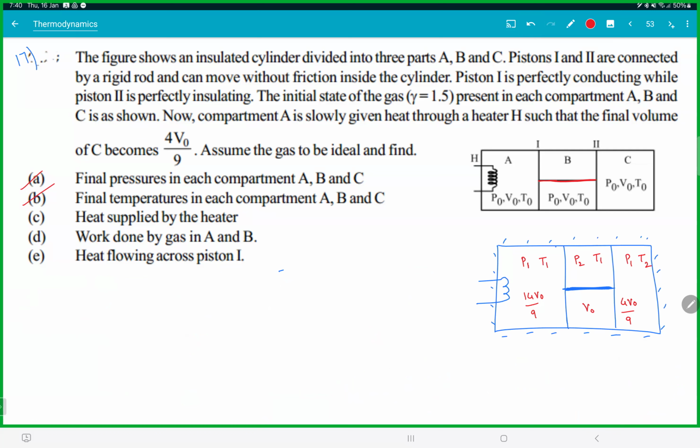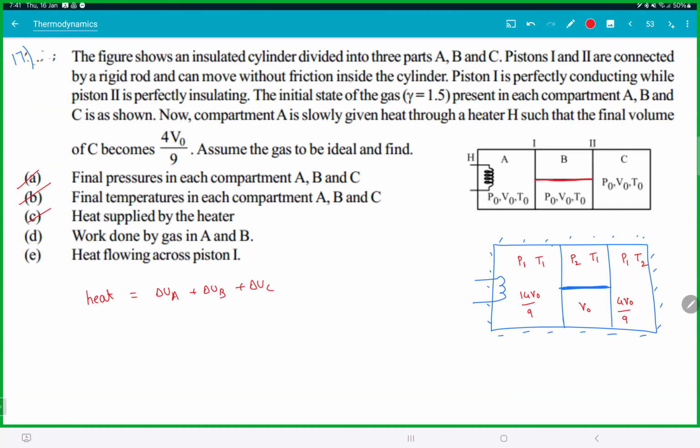So once I got all this, what is the heat supplied? Heat supplied is simply the change in internal energy in compartment A, internal energy in compartment B, internal energy in compartment C. Does it make sense? Total work done is 0. Internally, whatever you're supplying is used to increase the temperature of all the gases. That is your C part.